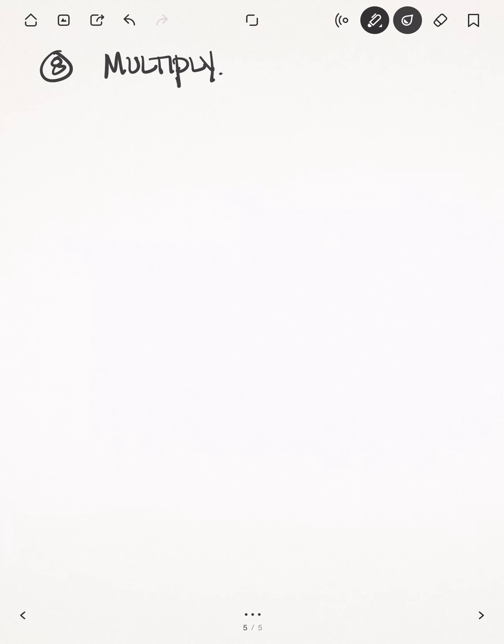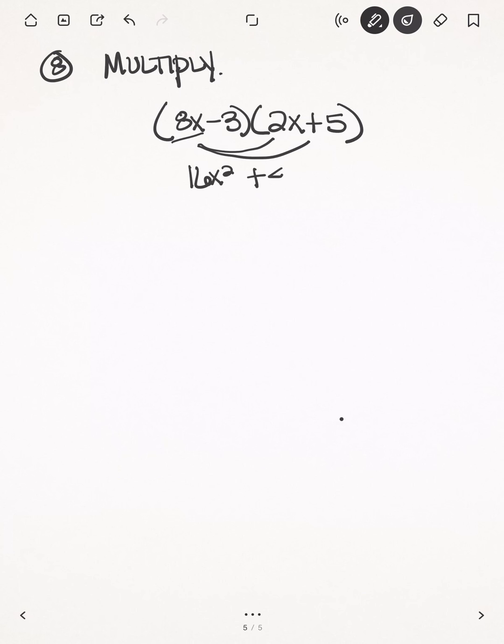Multiply something that looks like this. If you have 8x minus 3 times 2x plus 5. I am multiplying 2 binomials together, so I'm going to use distributive property. If you like to use generic rectangles, you can do that, but I'm going to use distributive property. So you're going to take this 8x and you're going to multiply it by everything in the other parentheses. So 8x times 2x would be 16x squared. And 8x times positive 5 would be positive 40x.